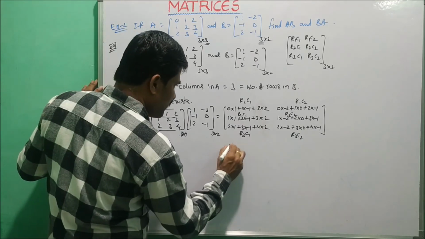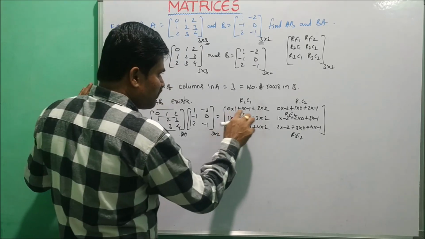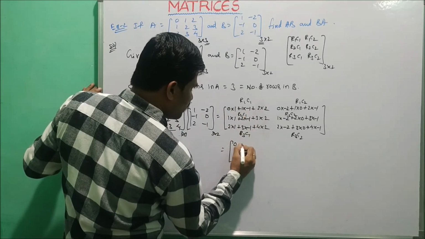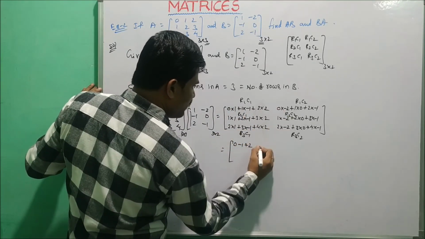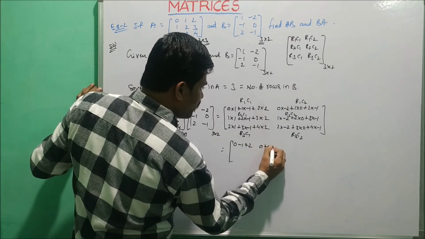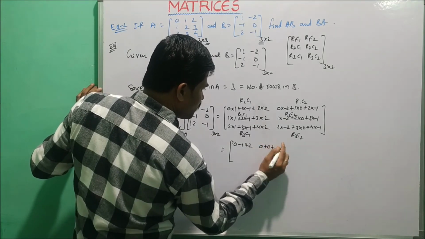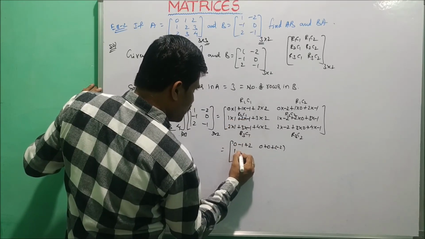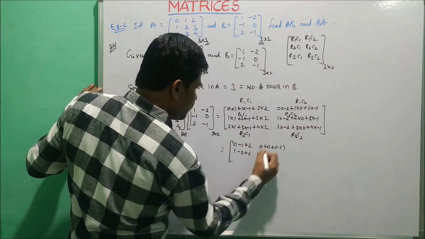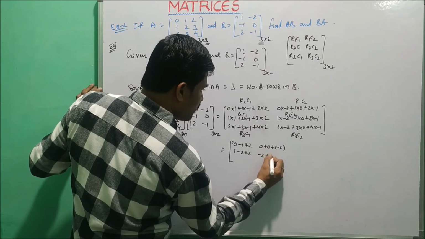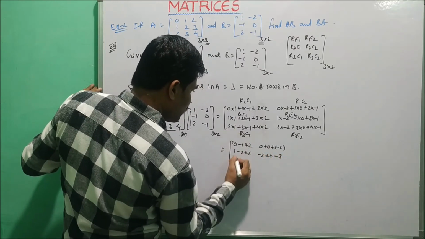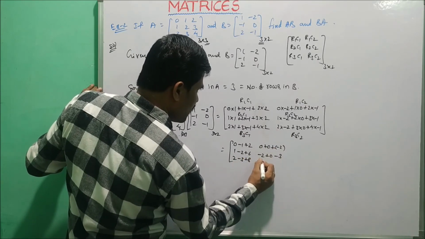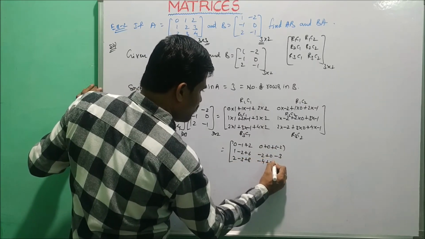Now we can simplify that. Here we have to observe 0 into 1 is 0, this is -1, this is plus 2. In this, 0 into -2 is 0, plus 0, plus -2. In this, 1 -2 plus 6. In that, -2 plus 0 -3. In that, 2 -3 plus 8. In that, -4 plus 0 -4.